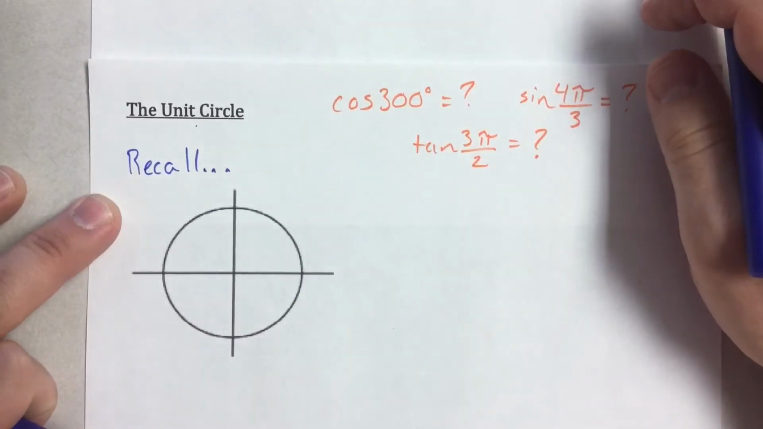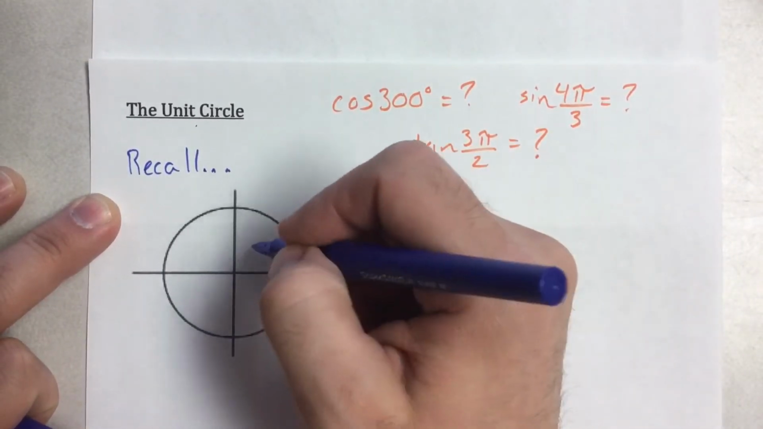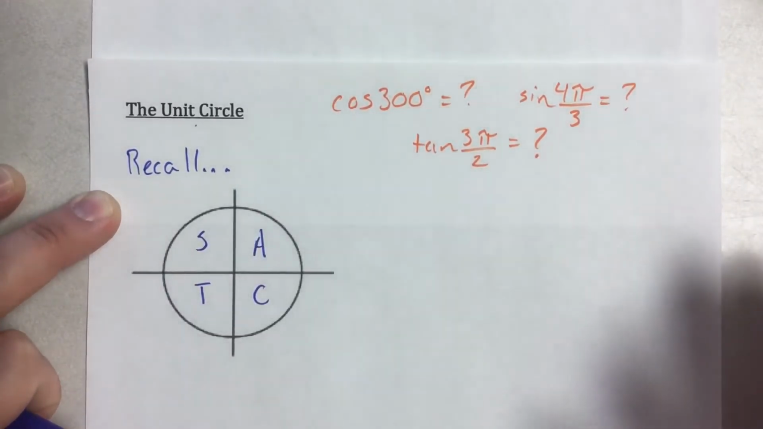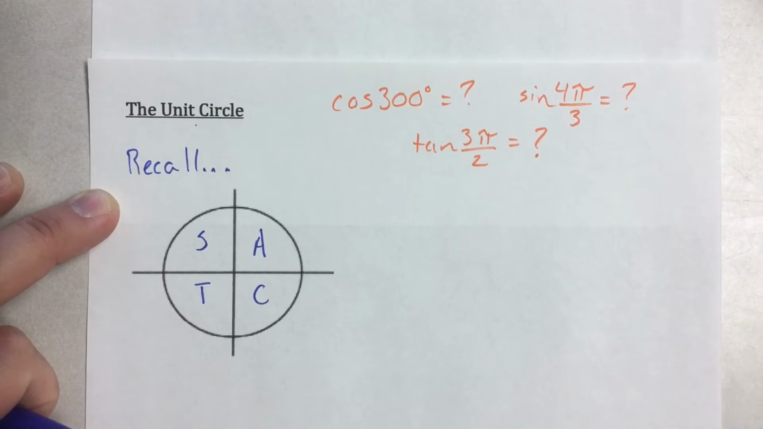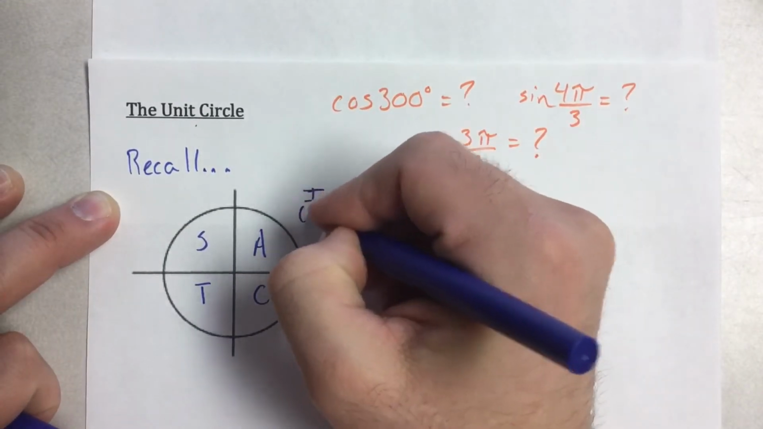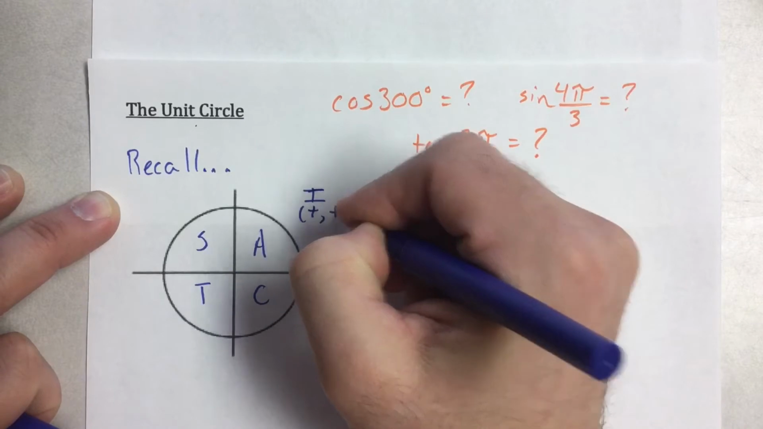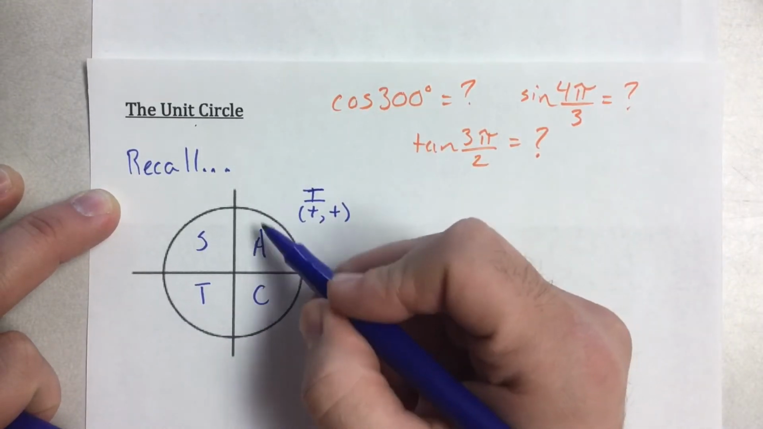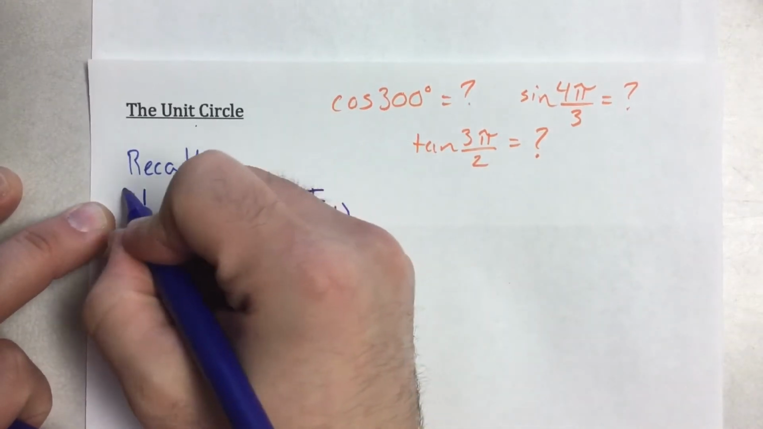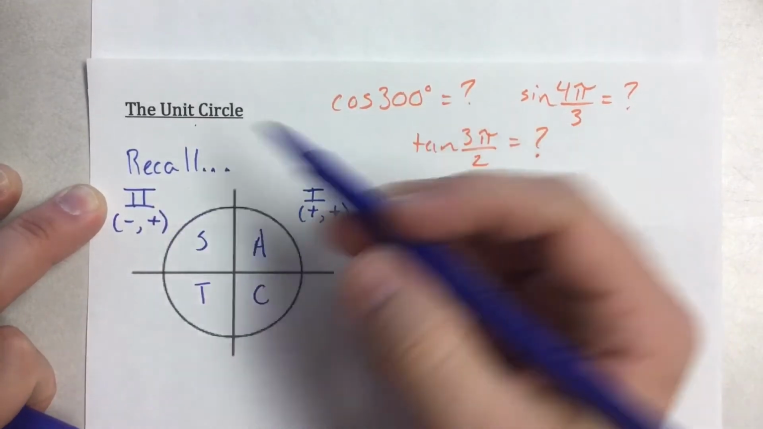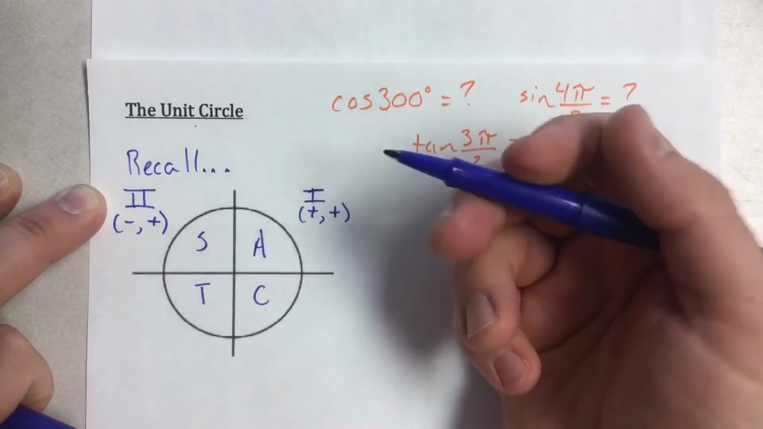So in a previous video, we saw that we can use All Students Take Calculus to help us know when the various trig ratios are going to be positive. So in quadrant 1, where both our x and y values are positive, all of the sine, cosine, and tangent ratios will be positive. Whereas in quadrant 2, where we have negative x values and positive y values, only the sine ratios will be positive.